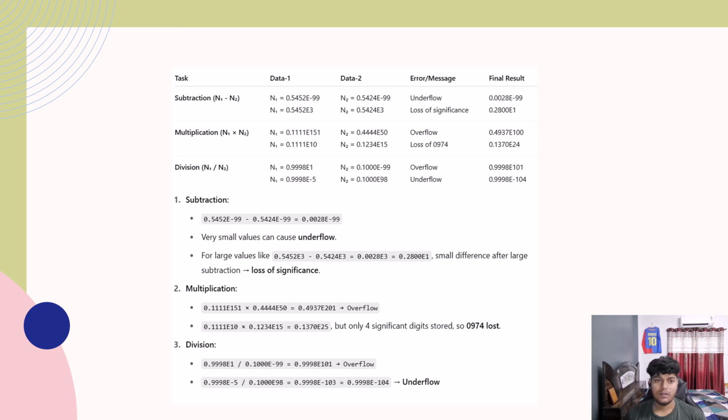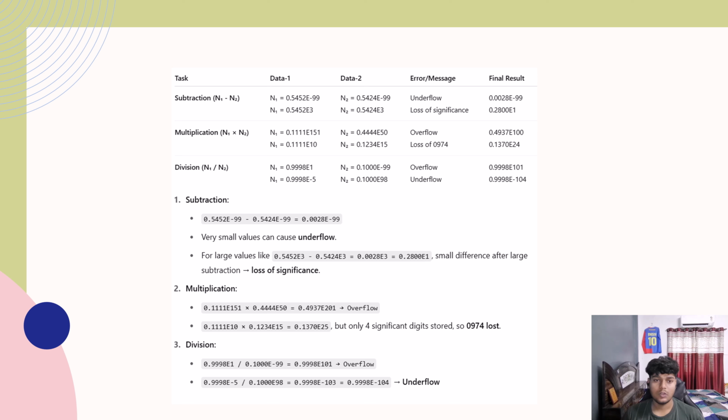Coming to division, we divide the values n1 by n2, subtract the exponents and normalize the result, again checking for range error. In the table, data 1 has n1 and n2, so 0.998 divided by 0.1000 gives 0.998, and the exponent is 1 minus 99 is equal to 100 plus 1 is equal to 101, giving 0.9998E101. This causes an overflow with the message overflow for data 2.